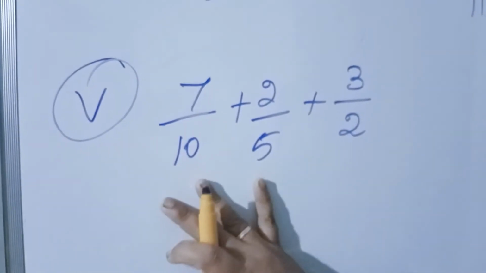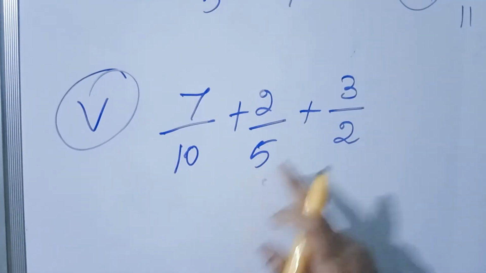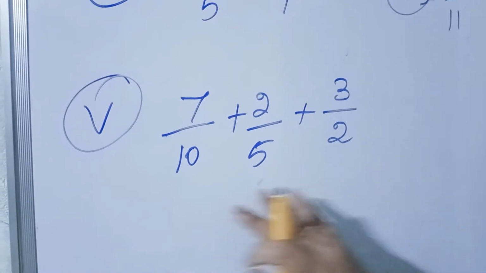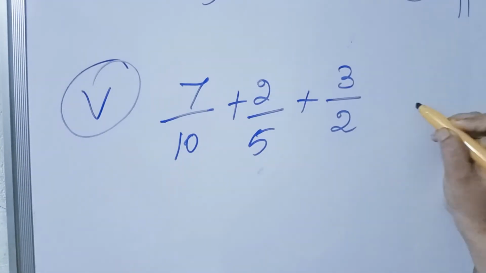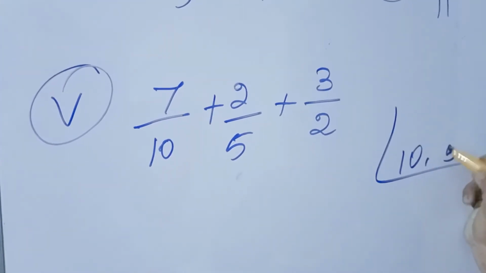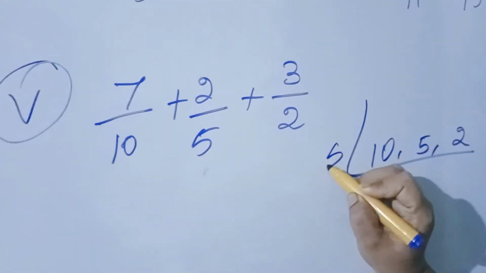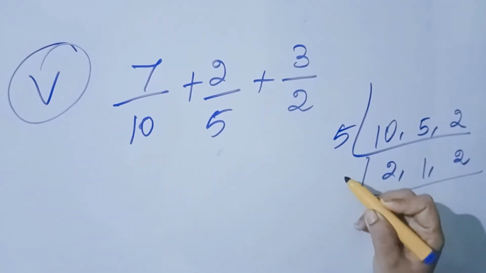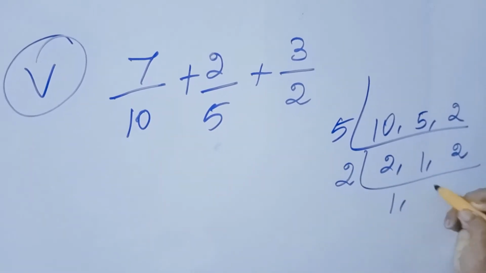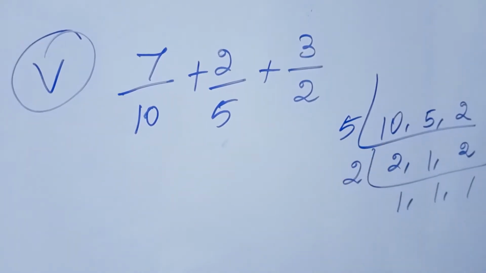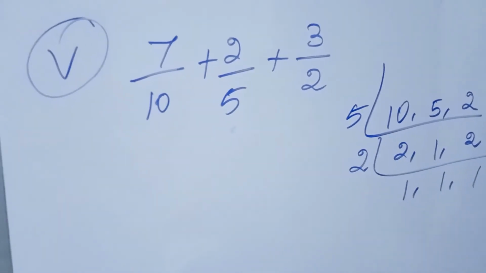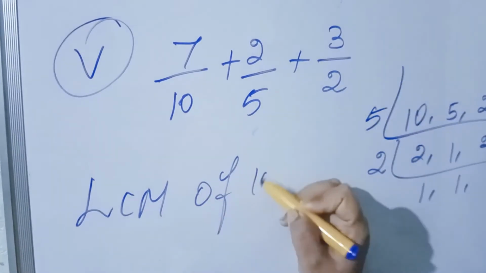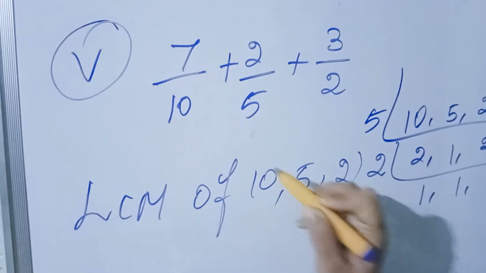Now we are going to see the fifth one. 7 by 10, 2 by 5, 3 by 2. This is an unlike fraction, we know, because the denominator is different. As usual you can find the LCM of 10, 5, 2. 5 table, 2 fives are 10. Then 2 is there. Then again the remaining 2 table. 1, 1, 1. So what is the LCM of this? 5 twos are 10. So the LCM of 10, 5, 2 is equal to 10.